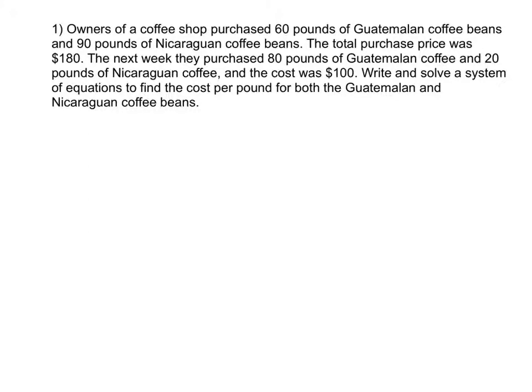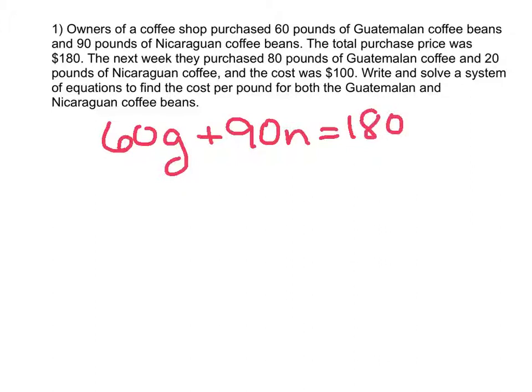Okay, today we're going to do our Keystone review packet, and let's start with number 1. In this problem, you have the owners of a coffee shop purchasing 60 pounds of Guatemalan coffee and 90 pounds of Nicaraguan coffee, and that cost $180. So let's write that first system of equations there. Let's write that we have 60 Guatemalan plus 90 Nicaraguan, and that cost us $180.